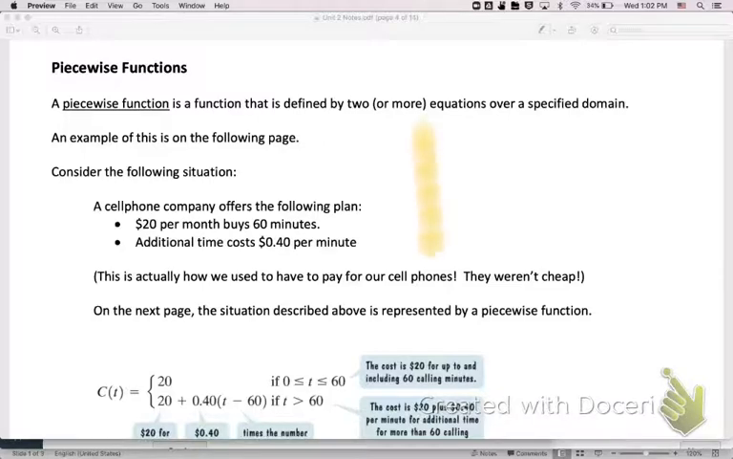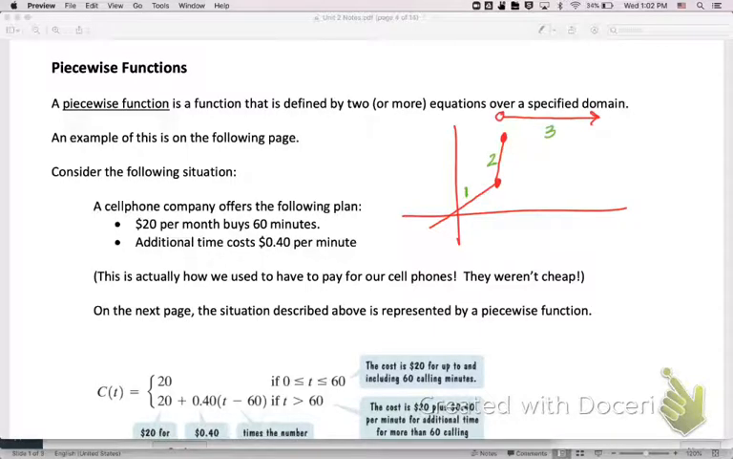But what if I have a graph that maybe starts following one pattern, then stops and follows a different pattern, then maybe jumps up here and follows a different pattern? We can't use one rule to describe this function because it keeps changing its behavior. And so we use what is called a piecewise function. What that means is we're going to define it in pieces. This function would have 1, 2, 3 pieces that we would need to define separately.